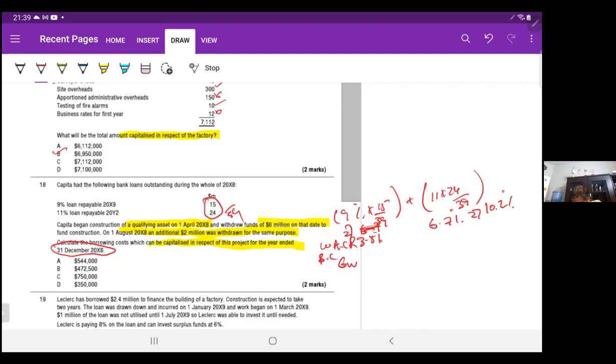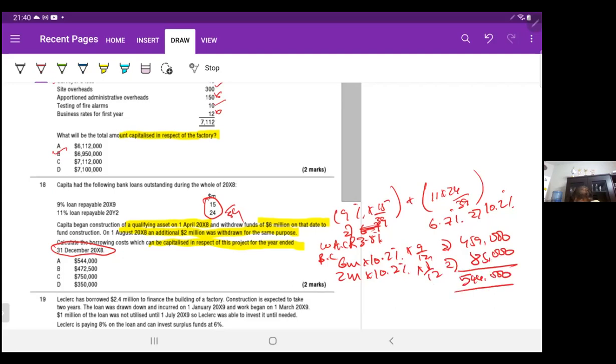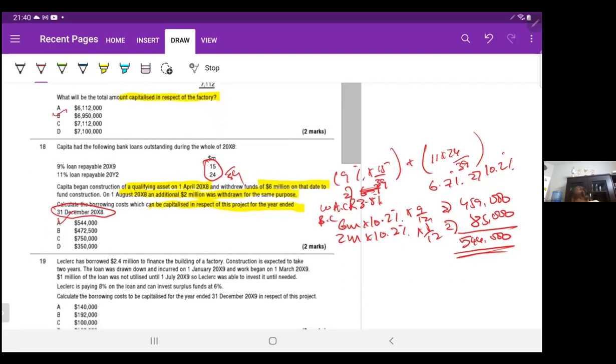6 million into 10.2% into 9 divided by 12. It's 459,000. Then we took an additional 2 million into 10.2%, and it's from August to December. That will be 5 months for the year. So it's 85,000, and the total is 554,000. Right, so 554 is the answer. Now, next question.